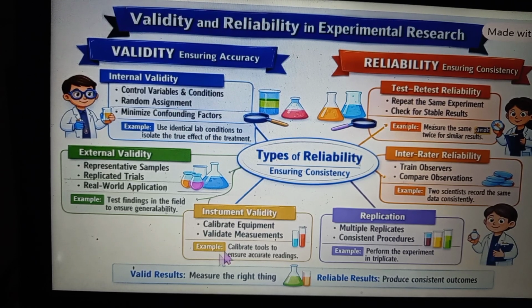Another one is you have to validate the measurement. For example, calibrate the tools to ensure accurate readings. So always remember that a valid result measures the right thing.